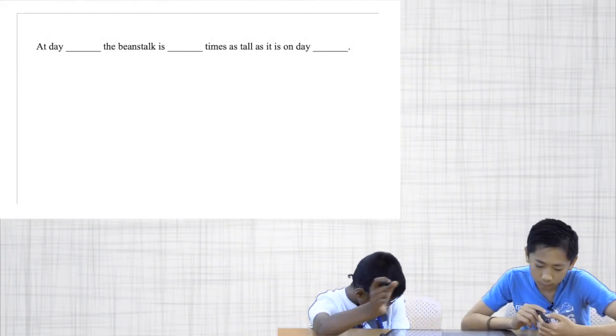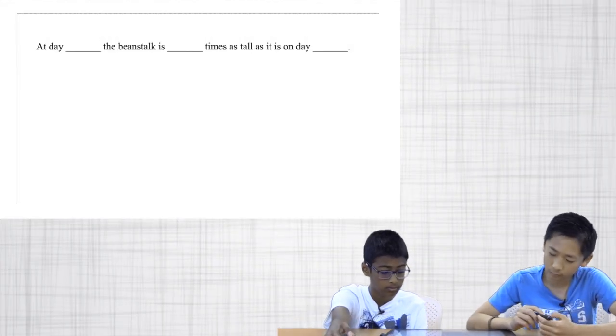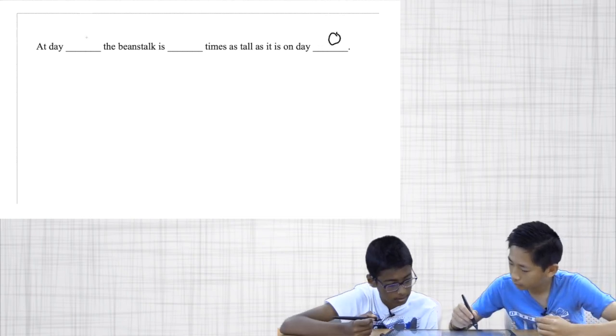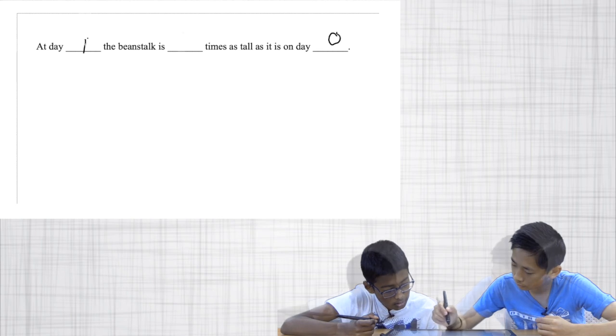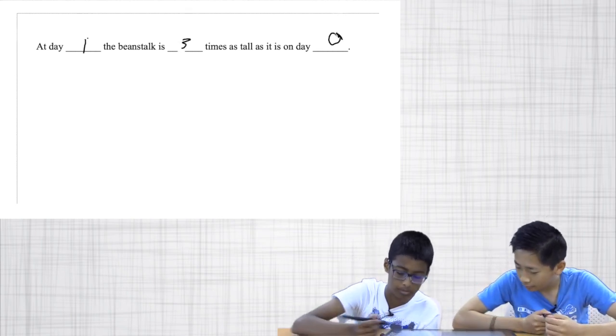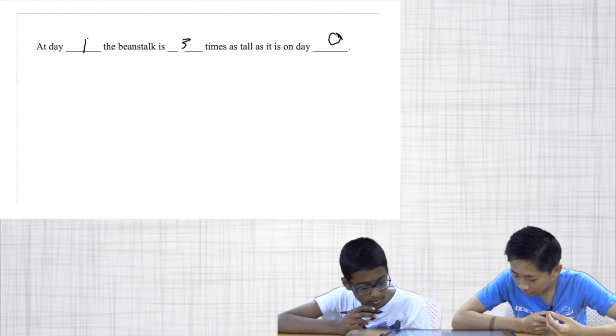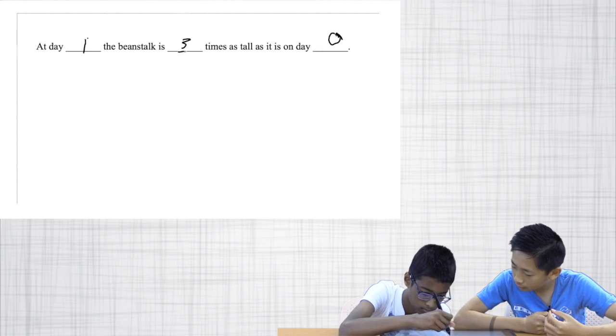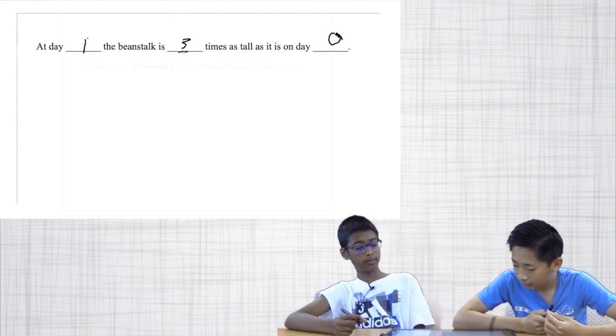Work together to fill in the blanks of the following sentence for several different days. Let me do that, I think. There it is. So at day 1, the beanstalk is 3 times as tall as it is on day 0. And we figured that out from the applet, right? Yep. Okay, can you do another one?